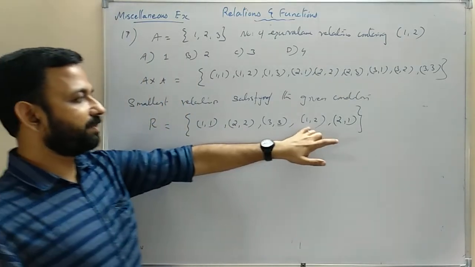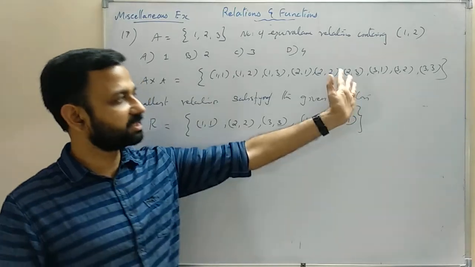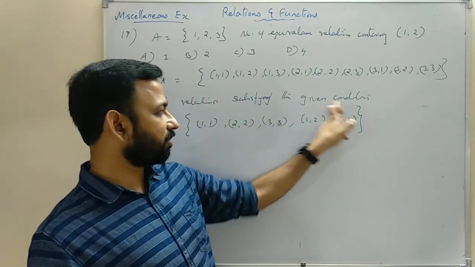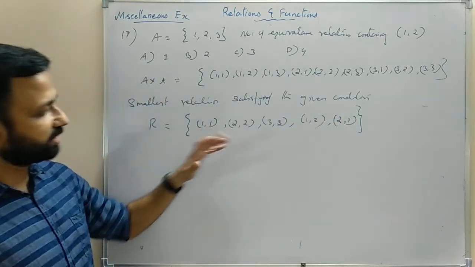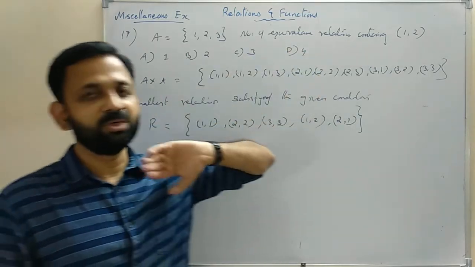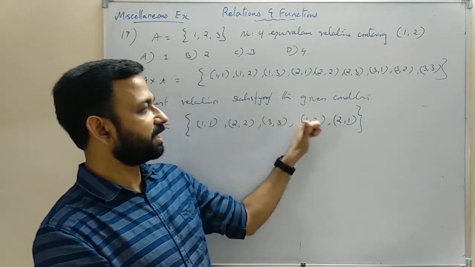So it is reflexive. And ordered pair (1, 2) is there, so ordered pair (2, 1) is there. So it is symmetric. And ordered pairs (1, 2) and (2, 1) are there, so ordered pair (1, 1), that is also there, so it is transitive. So this is an equivalence relation containing ordered pair (1, 2). So we need to find any other relation containing this one.